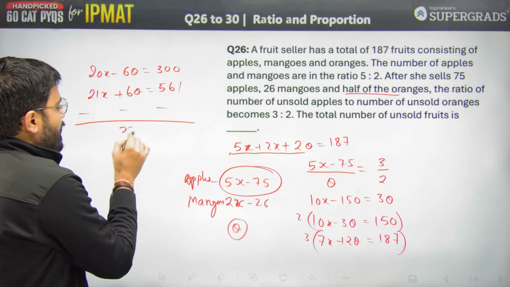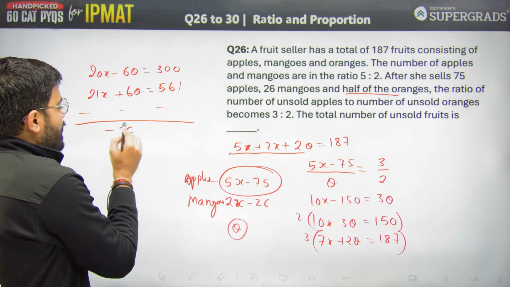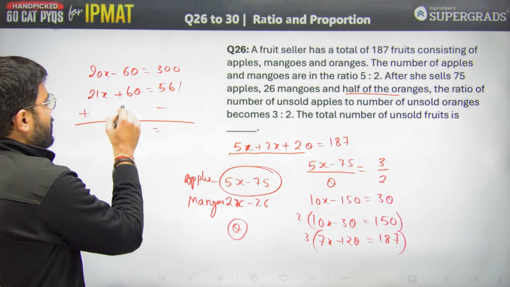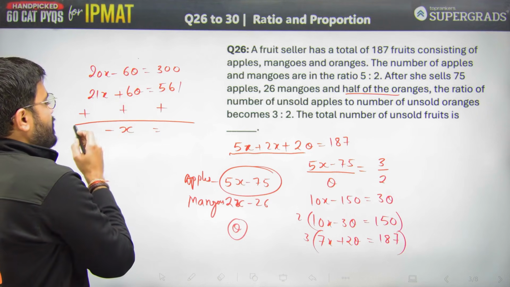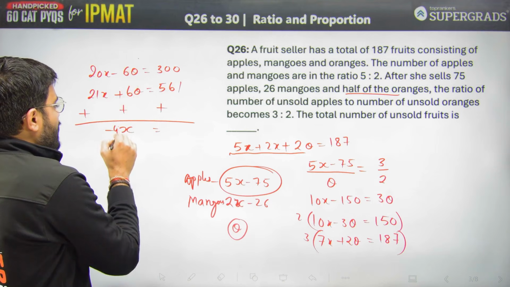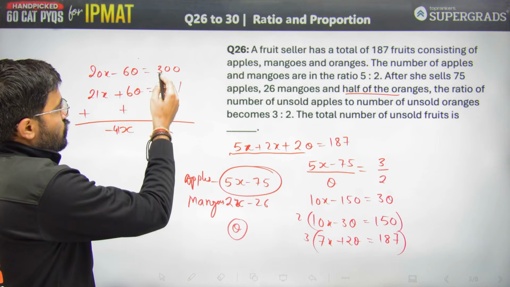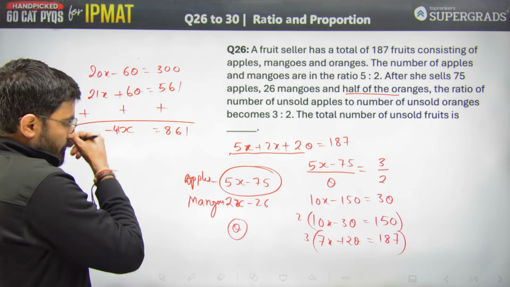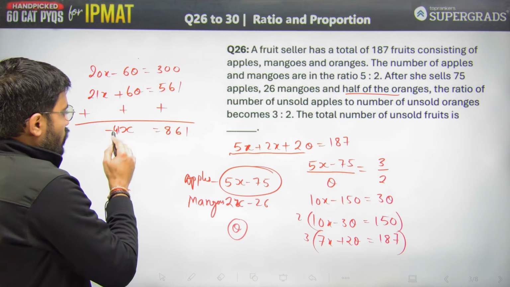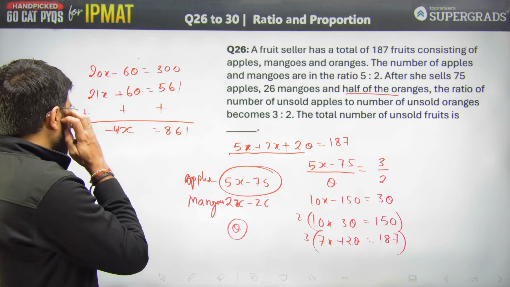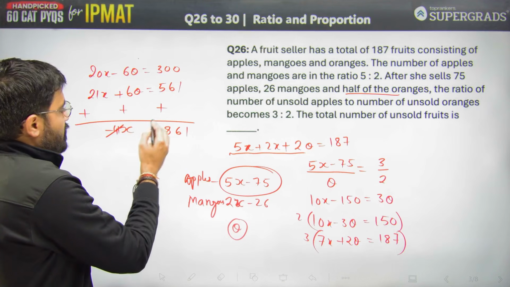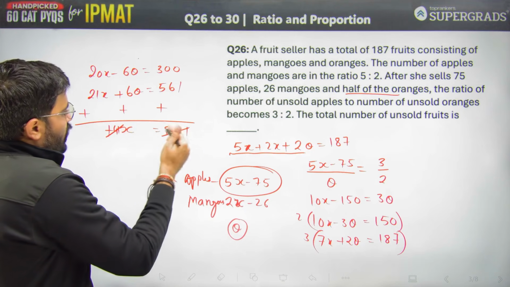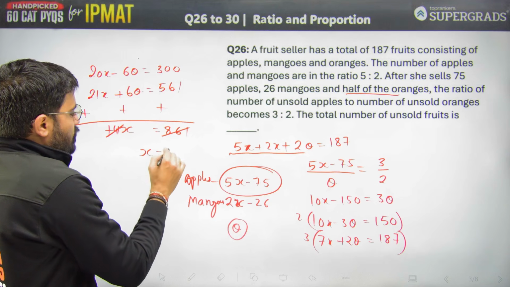So from here I directly get the value of x. Oh sorry, I'm not subtracting, it's plus, because the signs are already opposite. So I'll get 41x is equal to 861. 40 into 21 is 840, so this cancels, and this is plus 41 into 21. So the value of x comes out to be 21.